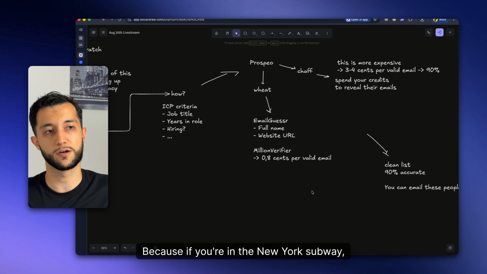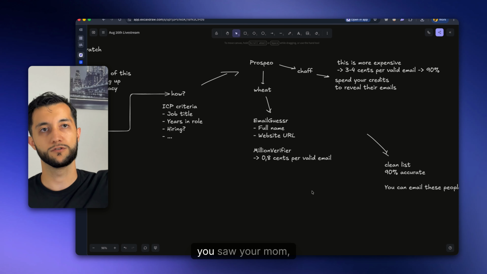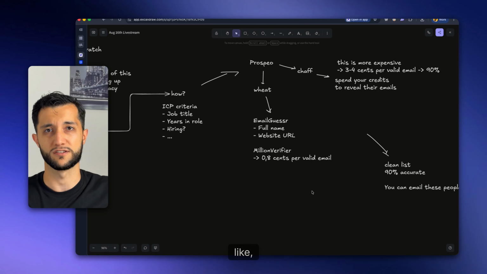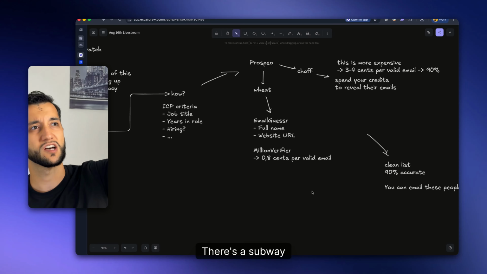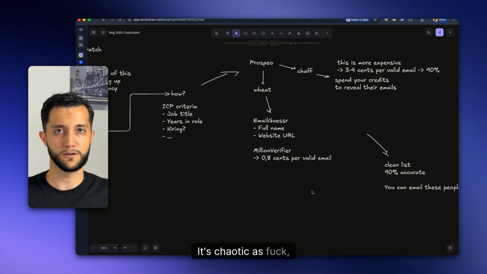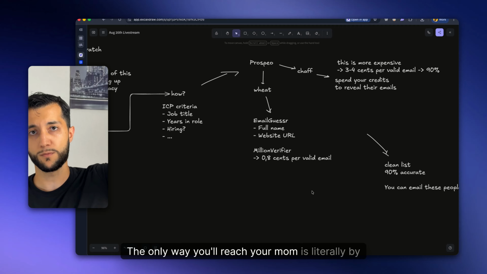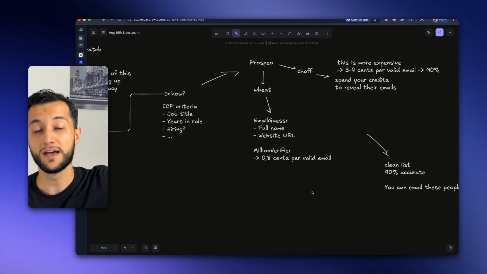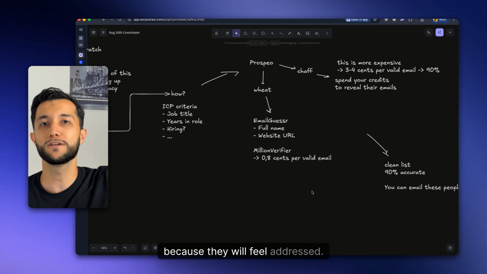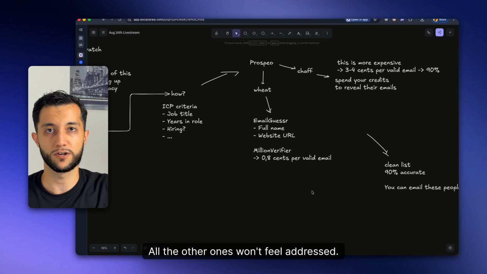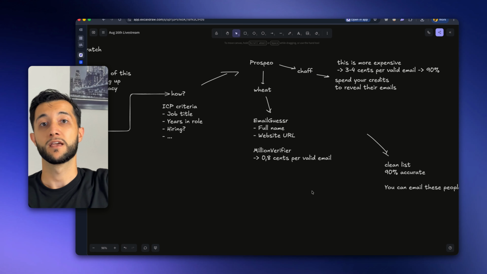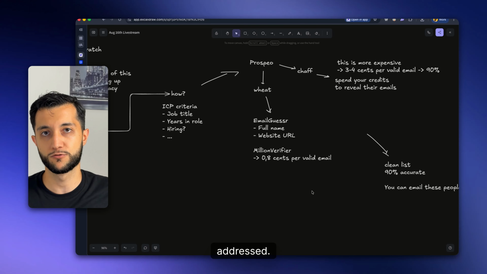Because if you're in the New York subway, for example, and let's say you saw your mom, right? And you wanted to call out to your mom in the midst of all the chaos. Like you see Spider-Man over there, there's the subway driving in, it's chaotic, right? The only way you'll reach your mom is literally by calling out her name. And if by happenstance there's another person that has the same name, they will look at you as well because they will feel addressed. All the other ones won't feel addressed. If you start screaming and shouting, but you say everything except your mom's name, no one will care because no one will feel addressed. It will just add to the chaos of the subway, right?